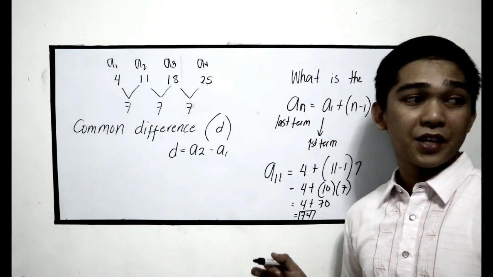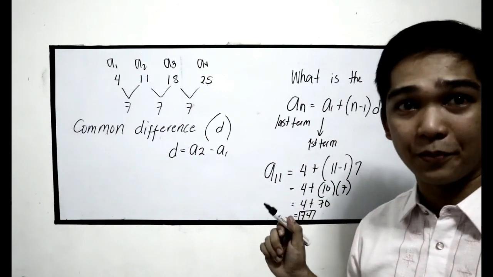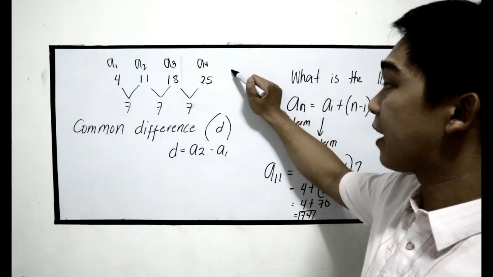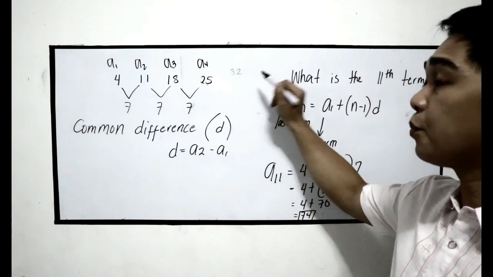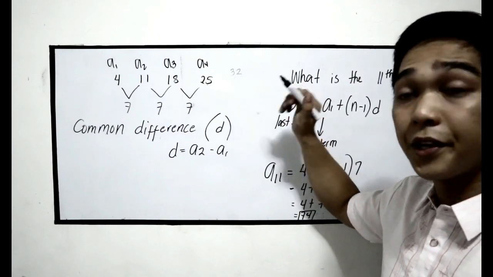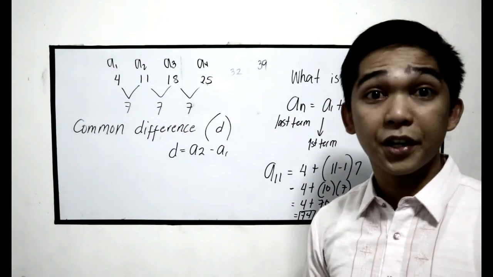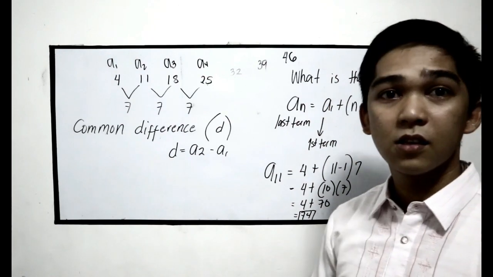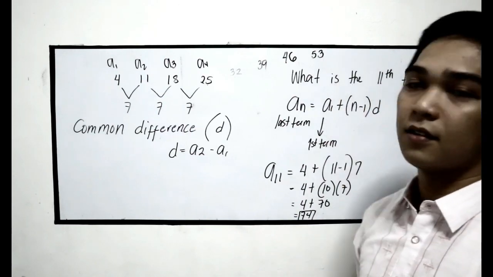You can check your answer the manual way by adding 7 and finding the 11th term. 25 plus 7, that is 32. 32 plus 7, that is 39. 39 plus 7, 46. 46 plus 7, 53.